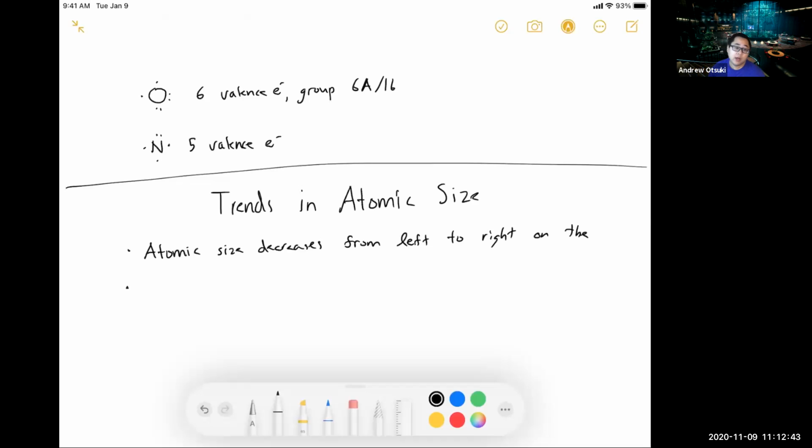We also talked about this in office hours if people are not understanding that kind of explanation, or we could talk on Piazza too. The opposite trend is that atomic size increases from top to bottom.